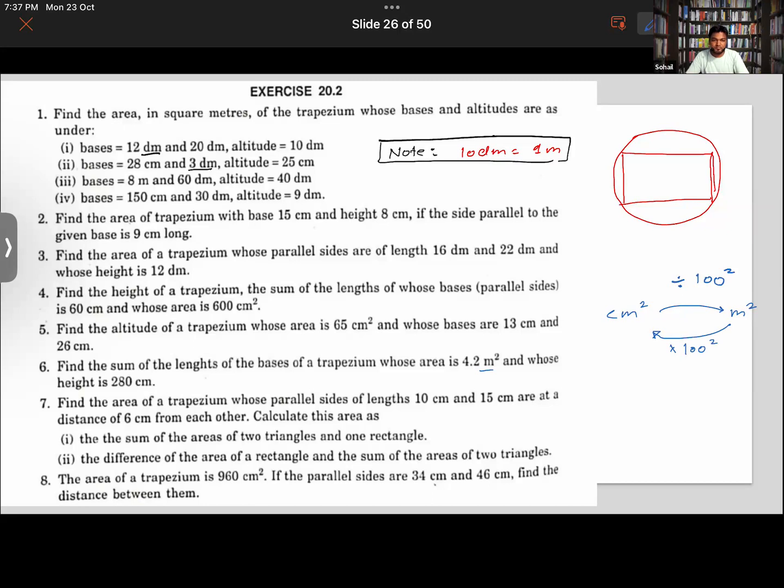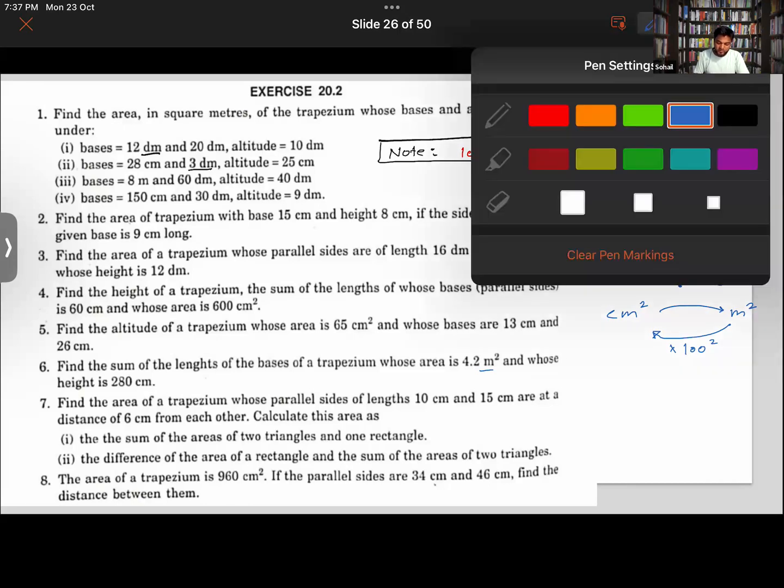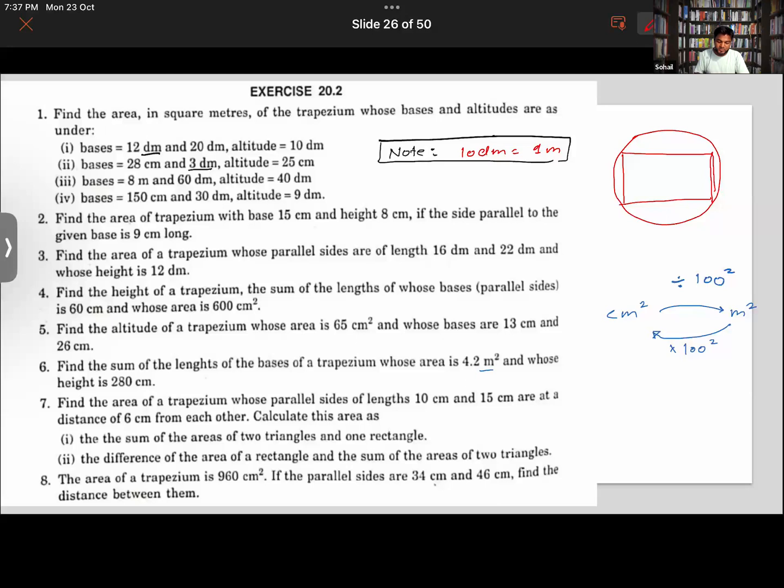I've done it, sir. 160 decimeter square for the first one. Okay, that is correct. In fact, if you want, we can convert it into meter also. So 160 square decimeter in meter will be 1.6 square meter, right? If we convert it into meter. So other questions are easy. Attempt question number 3. Solve this one.